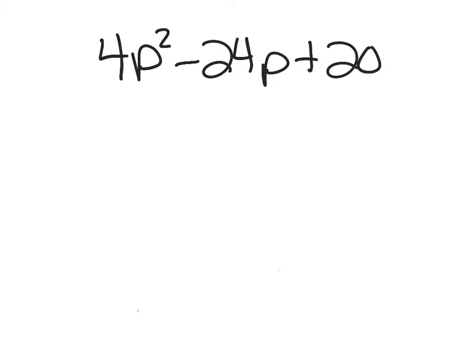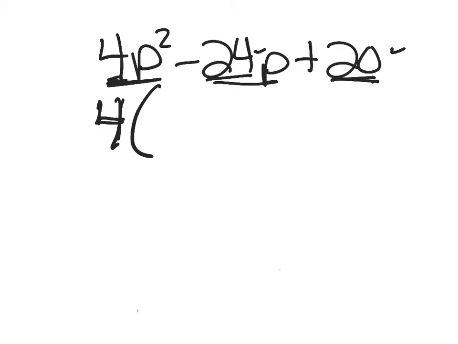Always look at your smallest one first. I got 4. Will 4 go into 24? Yes. Will it go into 20? Yes. So we know that 4 is common. We have the variable p, however, my last term does not have a variable. So 4 is going to be our greatest common factor. So we're going to divide each term by 4.